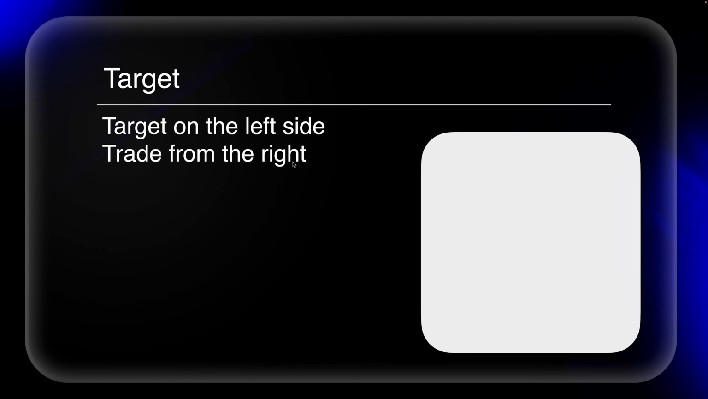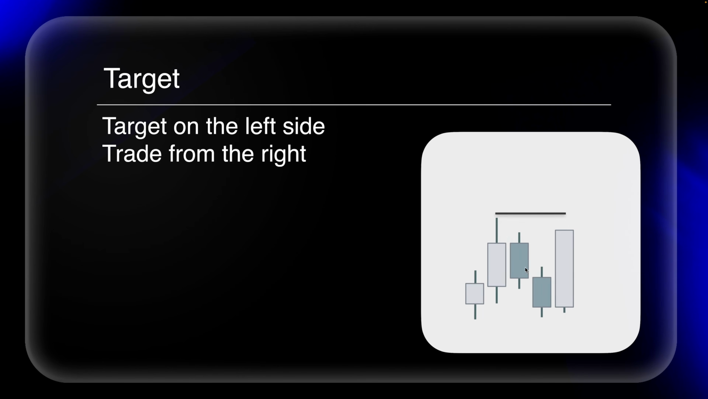So moving on, we start off with a target. If we want to understand if we are trading from a good fair value gap, then we first of all need to understand what the target is. So what do I mean by that? The target is going to be on the left side and we trade from the right. What do I mean by that?